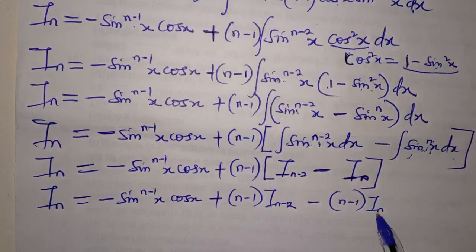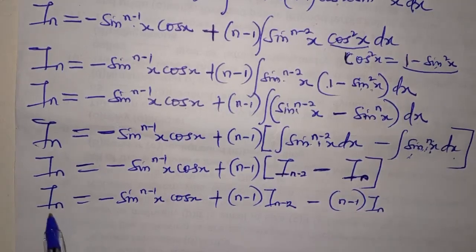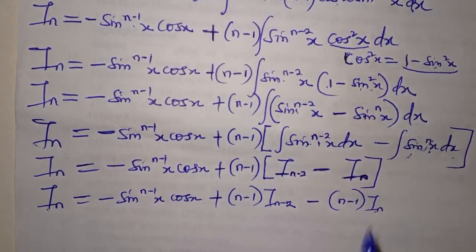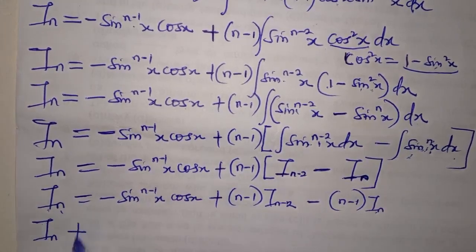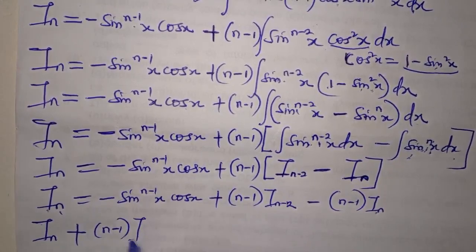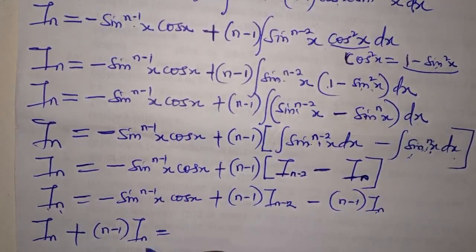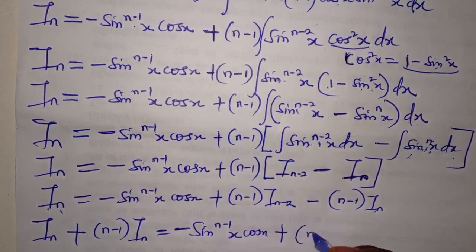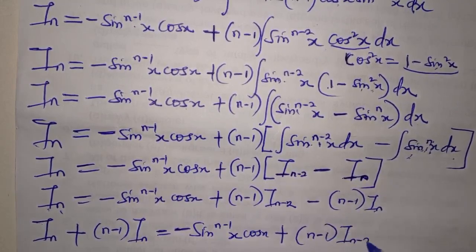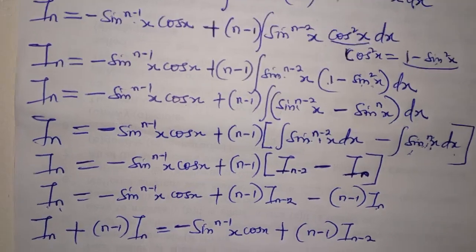Let's collect like terms now. Okay, we have I sub n here, we have I sub n also. We need just one of them. So we have to collect like terms. I sub n is here. If this one cross, become a plus, leaving us with minus sine n minus 1 x cos x plus n minus 1 I sub n minus 2 at the right hand side.